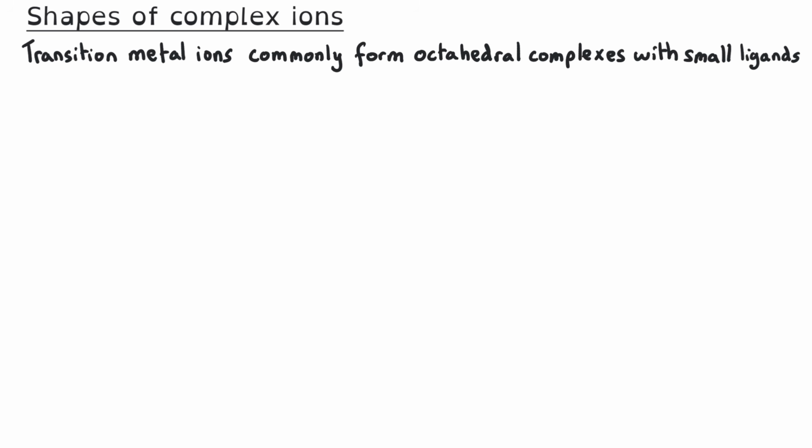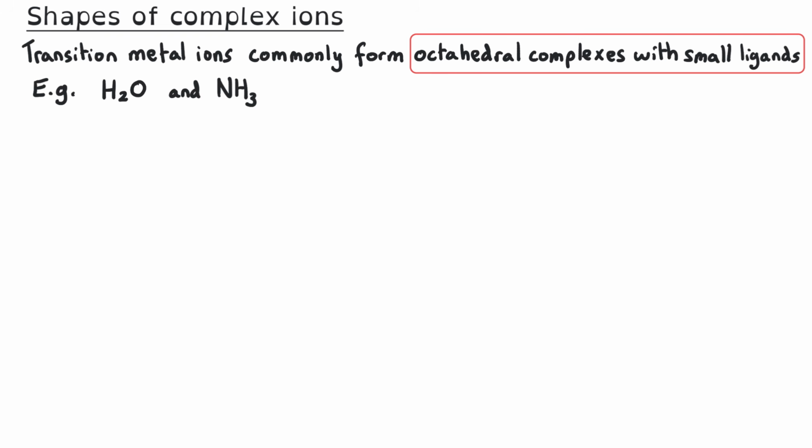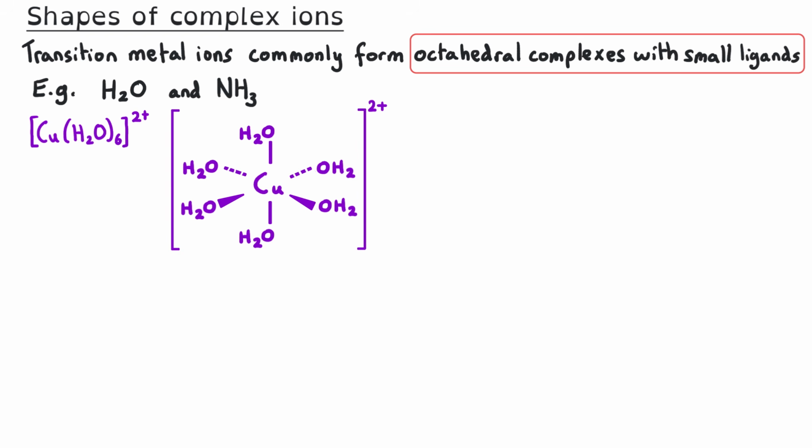Transition metal ions commonly form octahedral complexes with small ligands, for instance with water ligands and with ammonia ligands. I'm showing the formula of a complex ion here. We've got copper and we've got 6 water ligands and a 2+ charge overall. This will form an octahedral shape like I'm showing here.